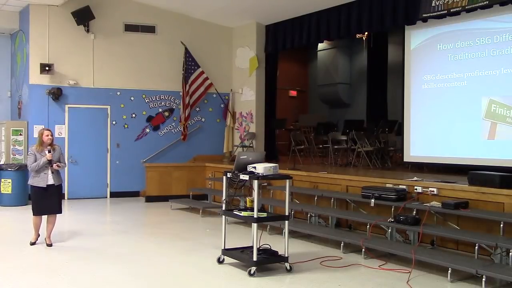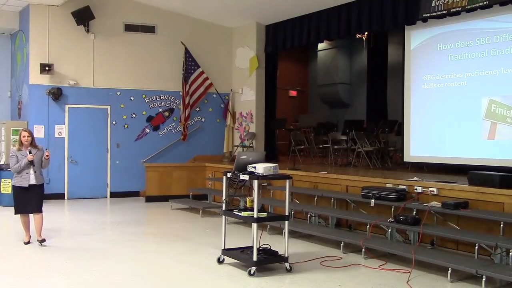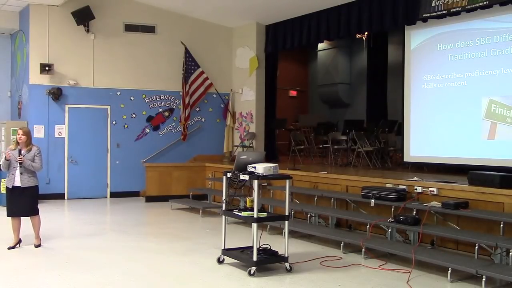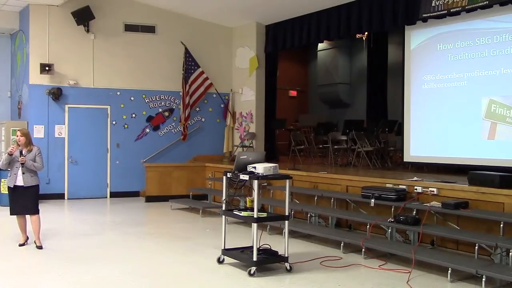How does it differ? The SBG stands for standards-based grading. So standards-based grading describes a proficiency level rather than an overall grade for an assignment that has many skills on it, where you count up the points. There's really not points involved. You're looking at specific skills on an assignment, and then you're grading them on that particular skill. Did they master that skill, or did they not master that skill?